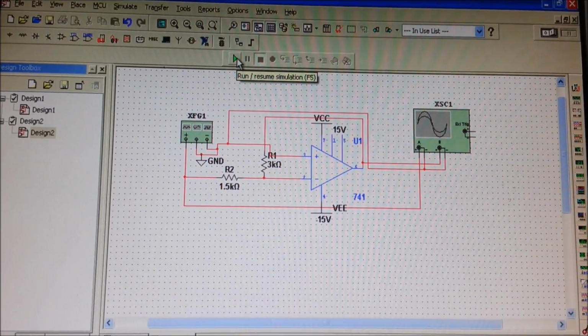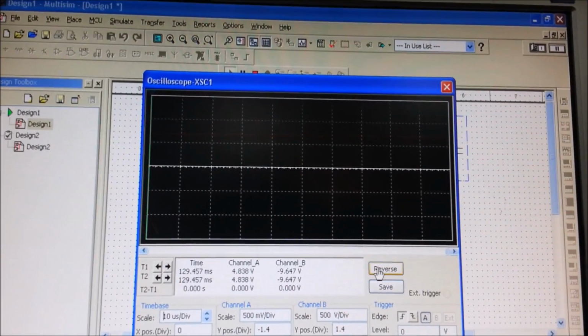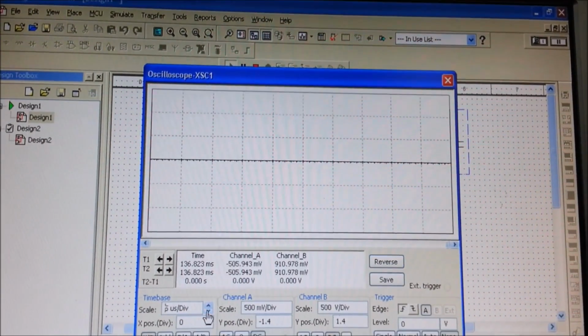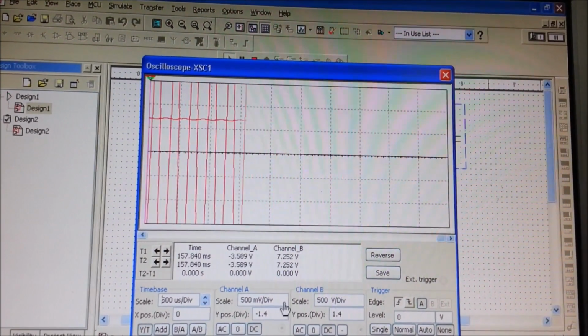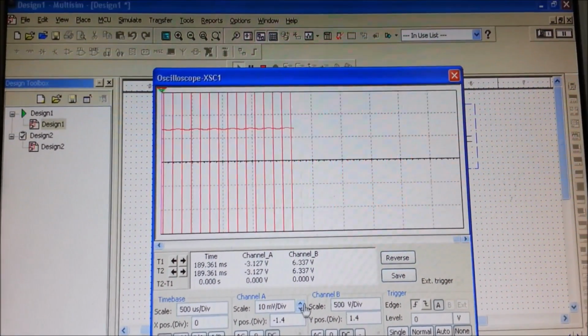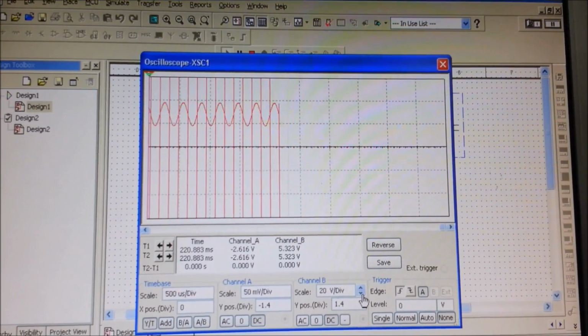Now it's time to simulate our circuit. Double click on the oscilloscope. Reverse the mode. Now adjust the time base and scale for channel A and channel B in order to get the perfect waveform.